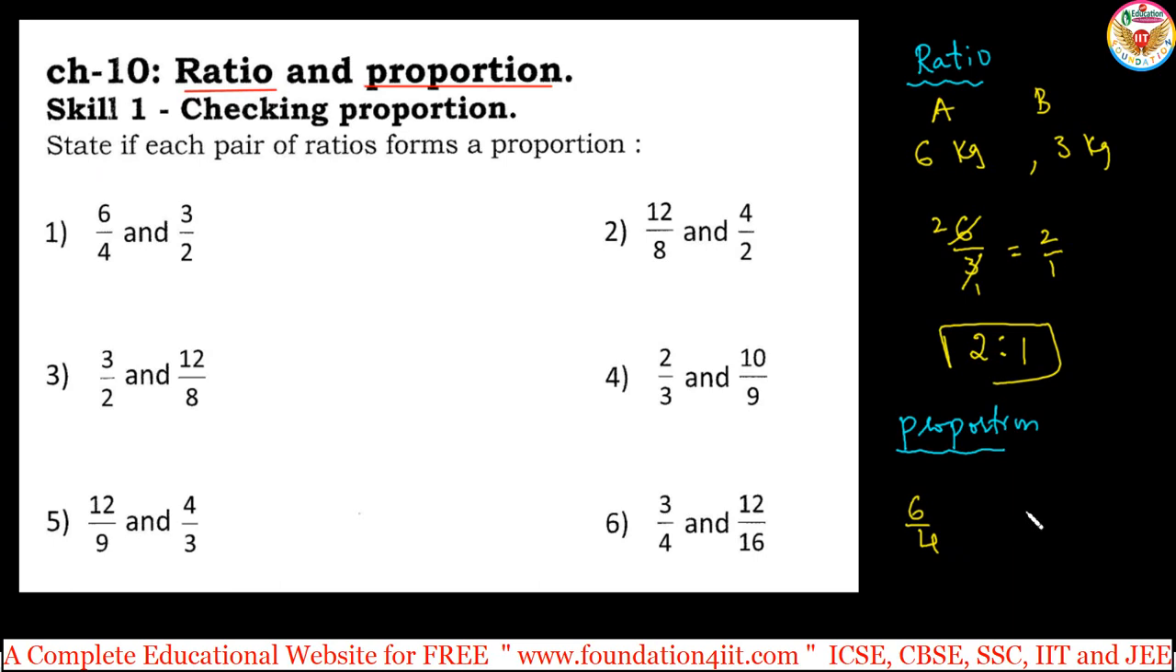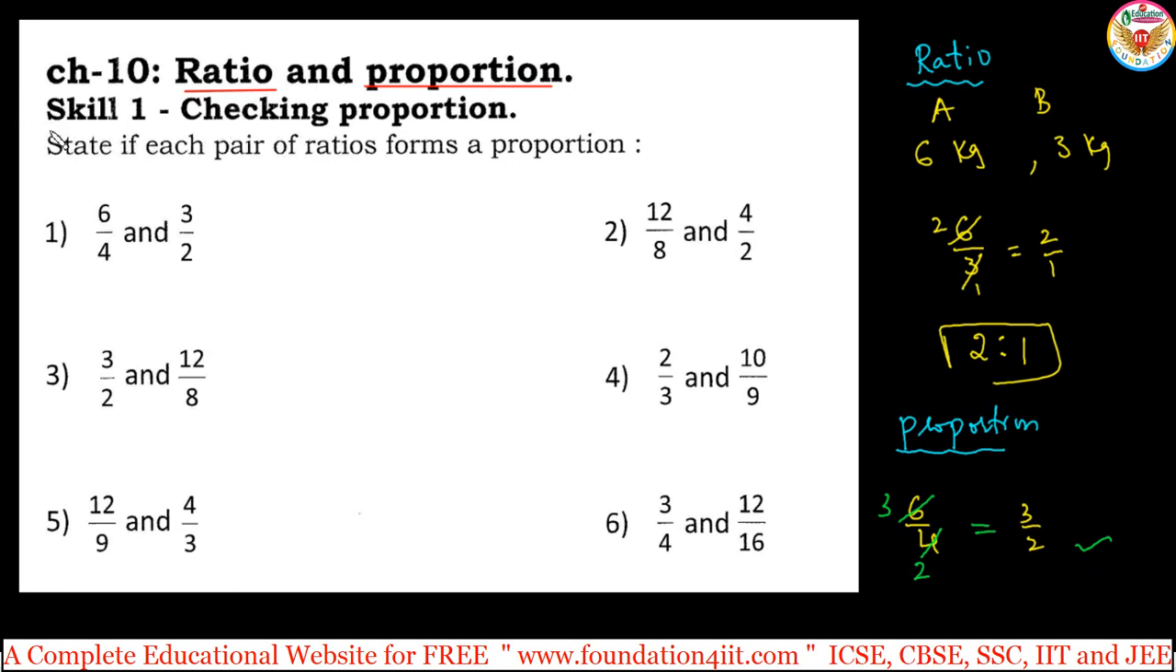Like 6 by 4, 3 by 2. Are both the same or not? To verify, make them into the simplest form. You can use simplification, 2 table, 2 2s are 4, 2 3s are 6, 3 by 2, 3 by 2 are the same. So if you simplify and get the same value on both sides, those ratios are in proportion, right? Now we can see the concept here.